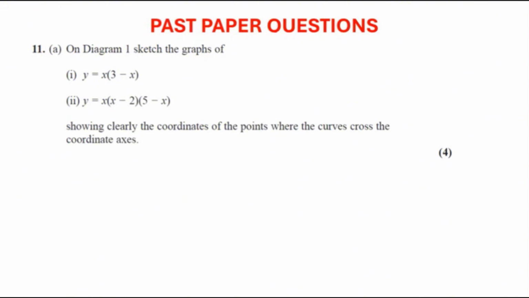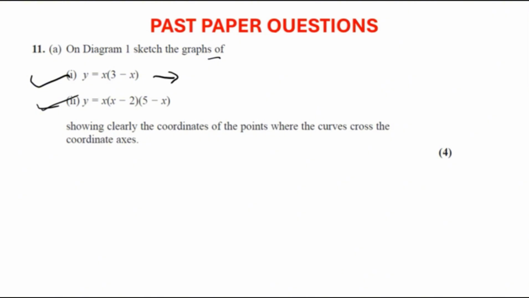Now let's move to past paper questions. On a diagram, sketch the graphs of two functions: y is equal to x into 3 minus x, and y is equal to x into x minus 2 into 5 minus x. So this one is a quadratic graph, this one is a cubic graph, right? So first find the intersection points so we can sketch the graph accordingly.